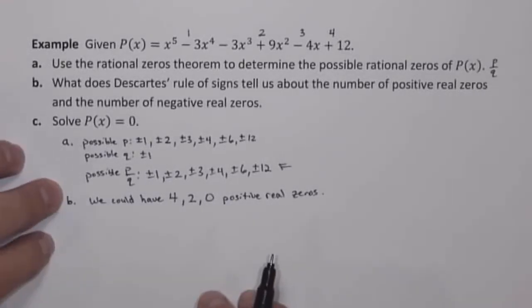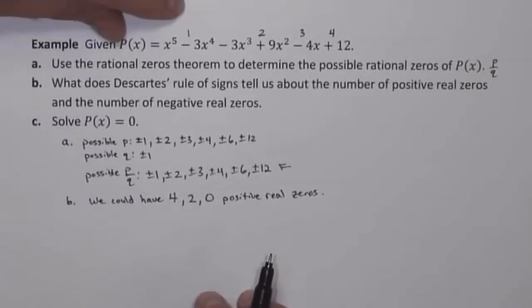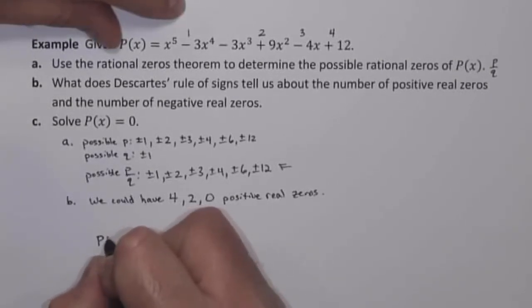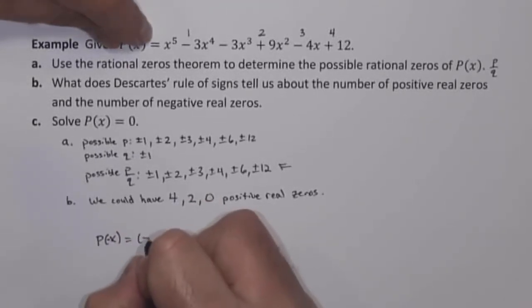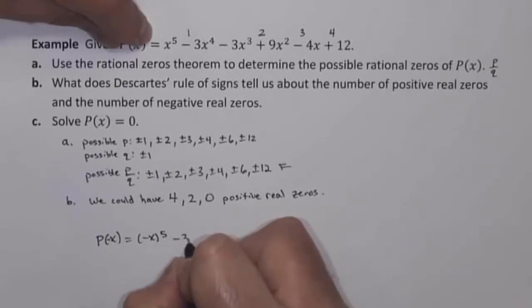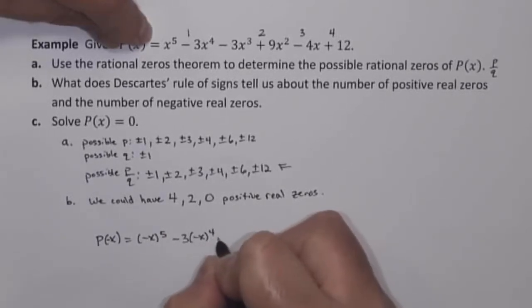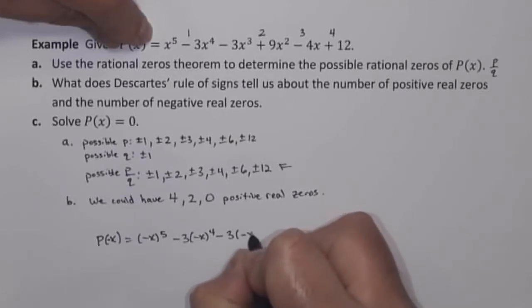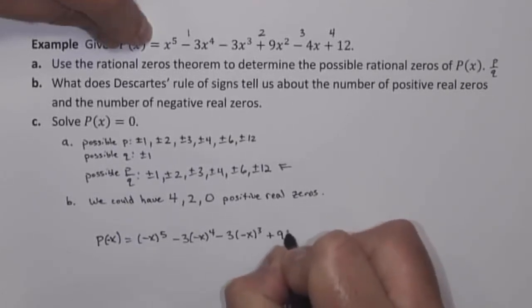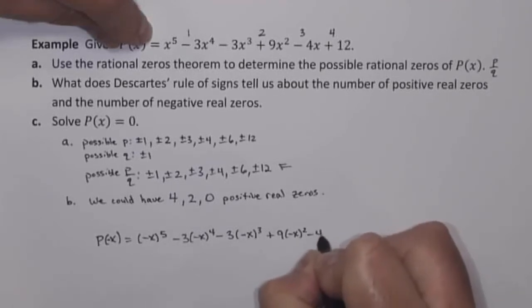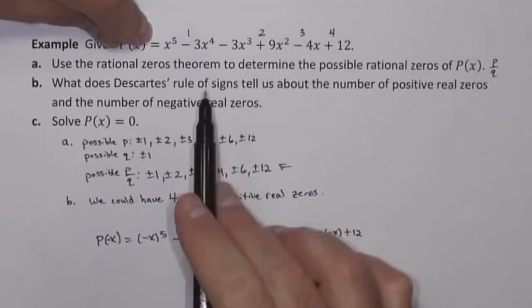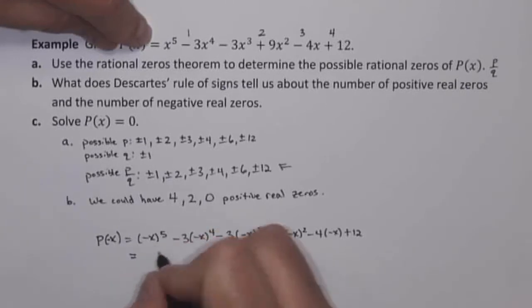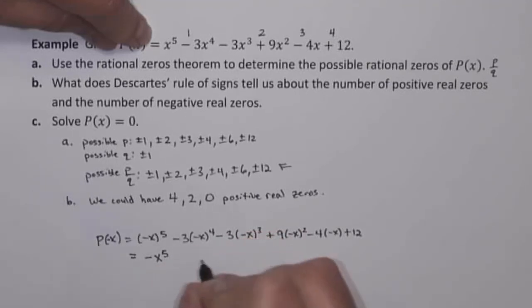Okay? Now in order to find the possible number of negative real zeros, we have to find p of negative x. So I'm going to do that down here. I'm going to find p of negative x. So that's going to be negative x to the fifth power minus 3 times negative x to the fourth power minus 3 times negative x to the third power plus 9 times negative x squared minus 4 times negative x plus 12. Again, just substituting negative x for every x in our polynomial function and simplifying. Okay, so negative x raised to the fifth power will be negative x to the fifth power.